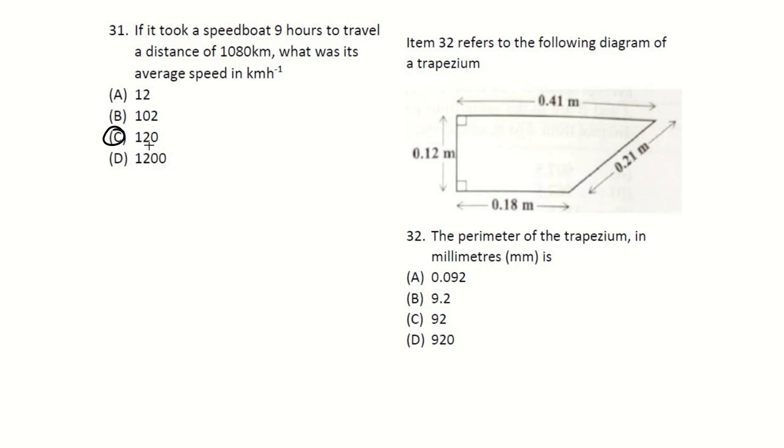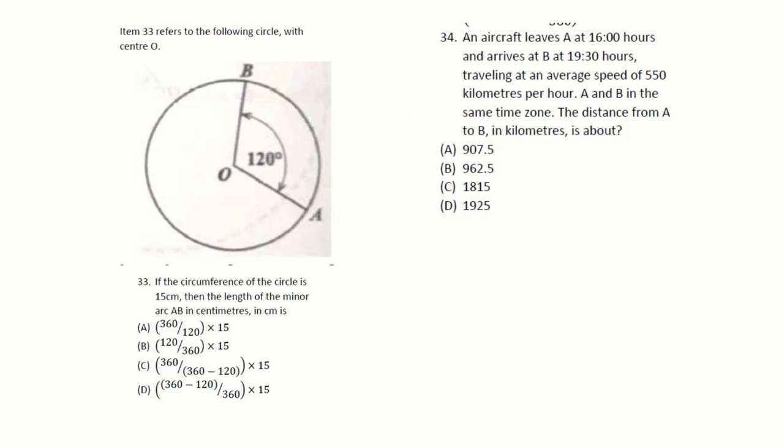The speed was 120. It was 1080 divided by 9, which is 120. This one they wanted in millimeters. We would have gotten 0.92 meters when you added them up, and they wanted it in millimeters. We know that we had to multiply by 1,000, which is D, your answer.